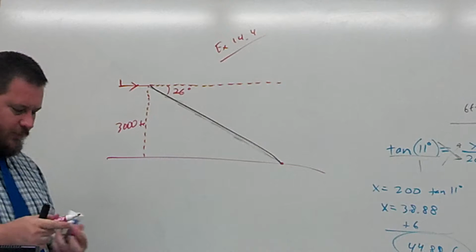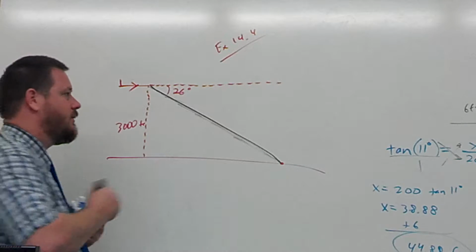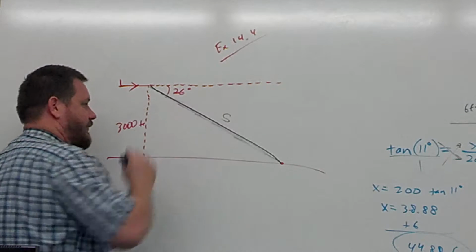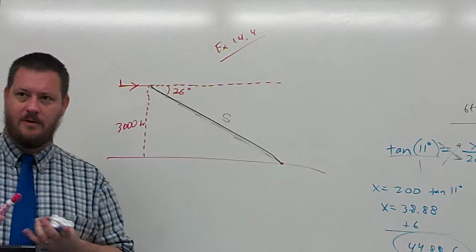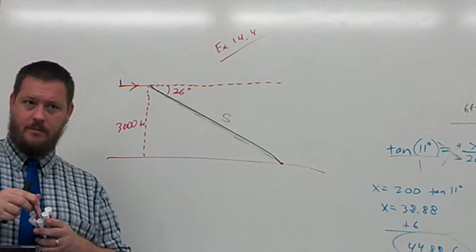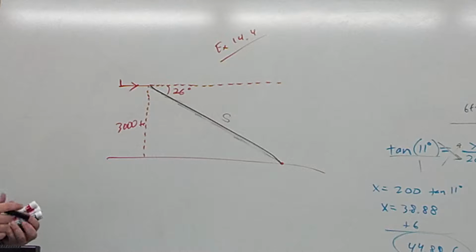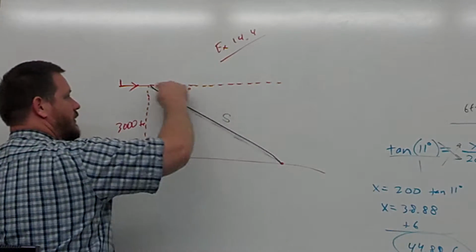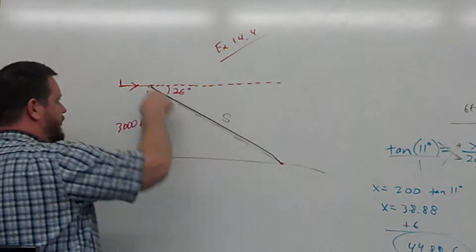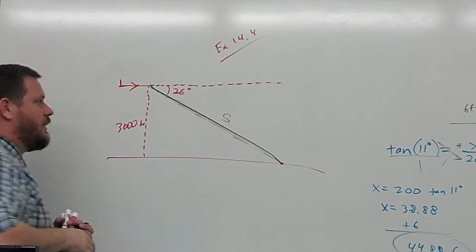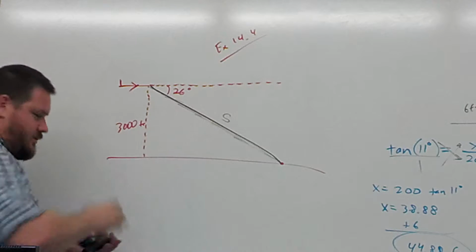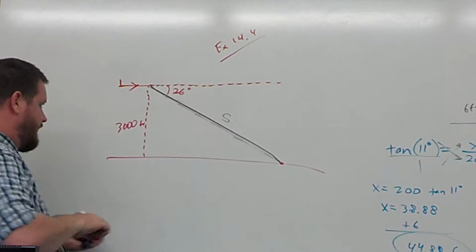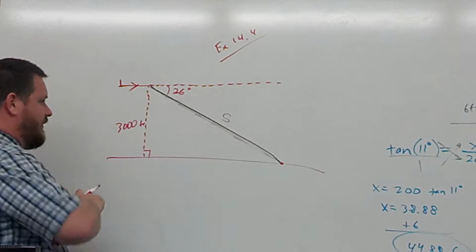Alright, so we are looking for the slant range. I'll call this S. How are we going to find this? We need to draw a triangle. Now there's technically two ways to do this. I could use this triangle, or I could use this triangle. I would recommend this one, 90 minus 26. And 3,000 feet above the ground.